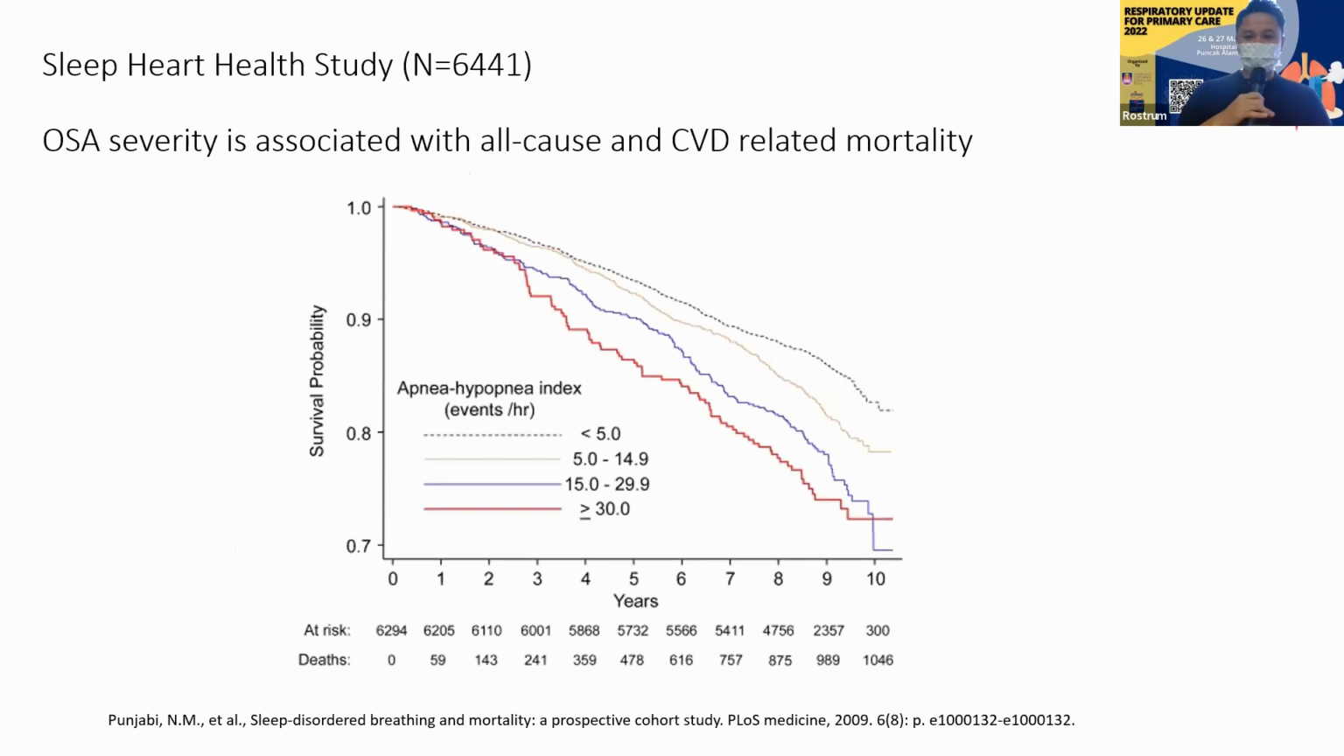Punjabi et al. from the Sleep Heart Health Study group also showed that OSA severity is strongly associated with all-cause and cardiovascular disease-related mortality. As you can see from the Kaplan-Meier survival curve, the survival probability curves diverge every 2 years with increasing severity of OSA.